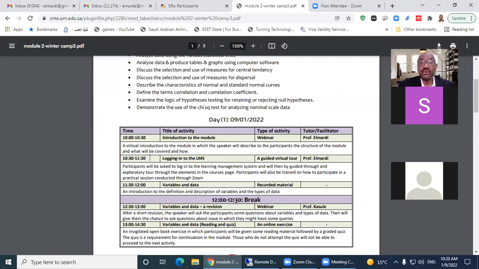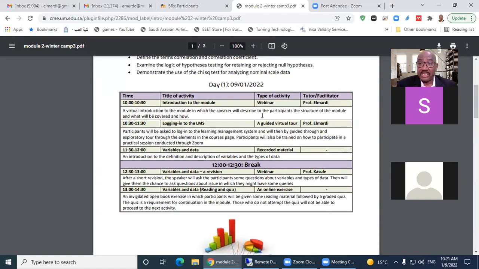And then I will give you a chance. You will have a whole hour to log in and explore and navigate the learning management system. I will be around. If you have any difficulty, you can use the chat to tell us what difficulty you have. You can share your screen, and we can help you log into the website or to the learning material.